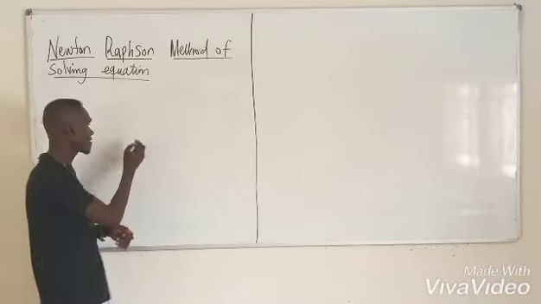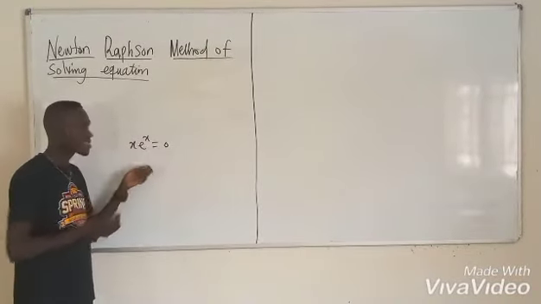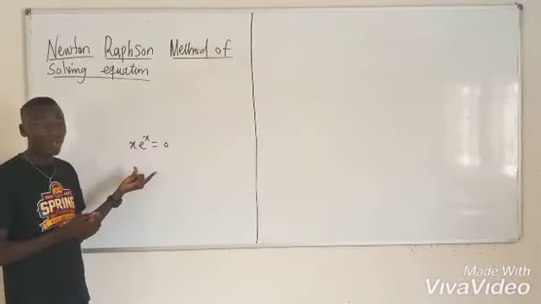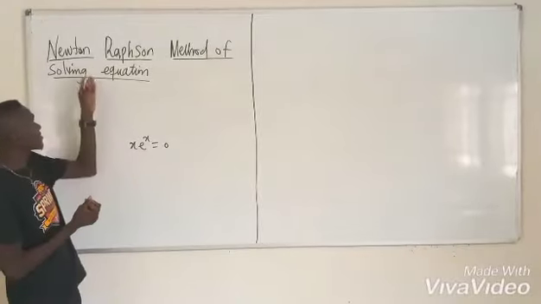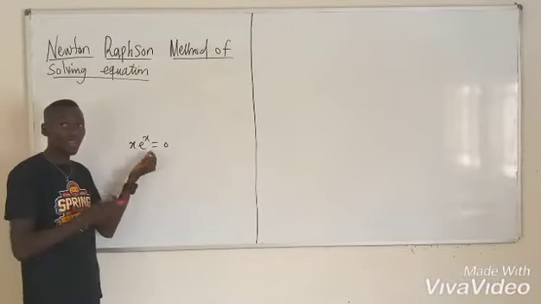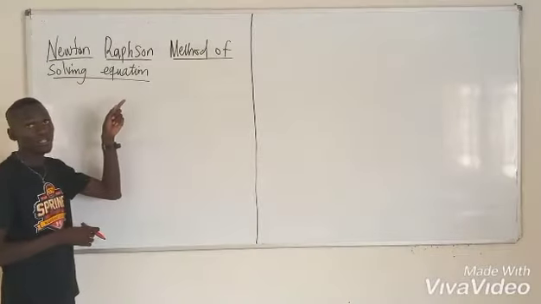For instance, if you are given x e raised to power x is equal to 0, solving this, you can't just get the value of x directly, if not the approximate value. That's if it really exists. So the Newton Raphson method will help in solving this. So we'll be deriving the formula for the Newton Raphson method.